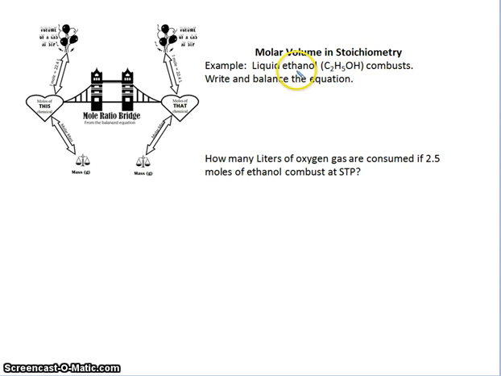In your packet on the combustion page is where you'll find all the STP calculations. So this is the example reaction at the top of the page. It talks about liquid ethanol, which is C2H5OH. It says it combusts. And they want you to write and balance the equation. Well, ethanol is C2H5OH.